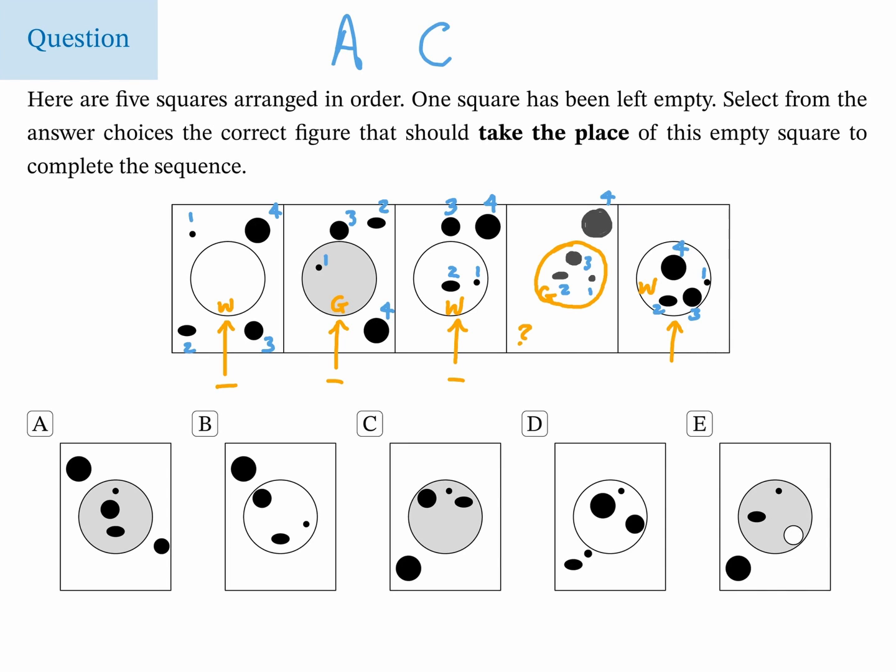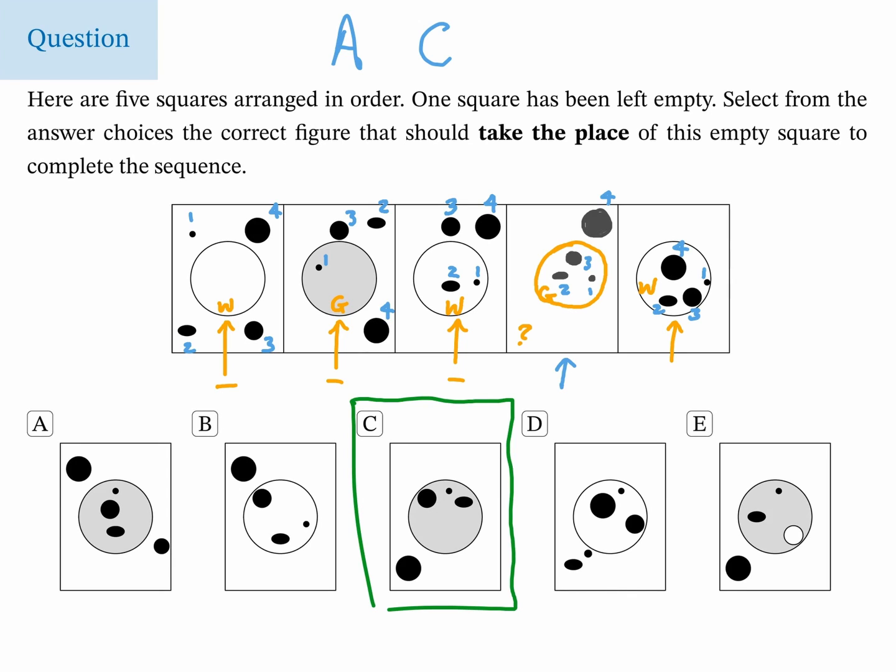So to recap, what we're looking for in our missing figure is a big gray circle with three of the smallest black shapes inside and one black shape that's the largest out of the four black shapes outside. And the one that best describes this is answer option C.